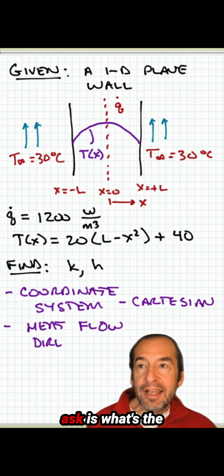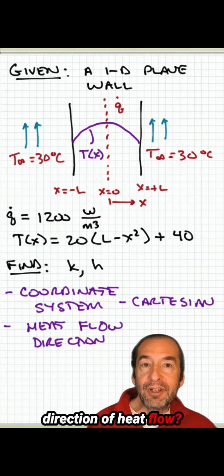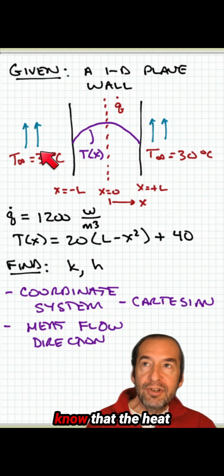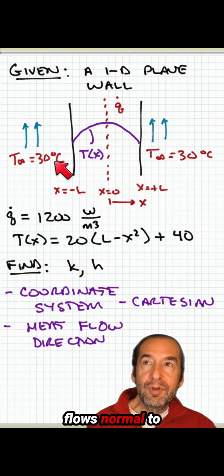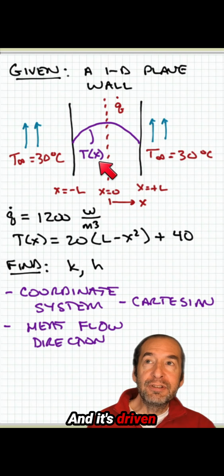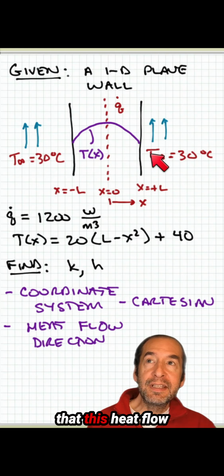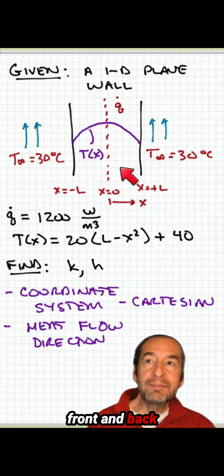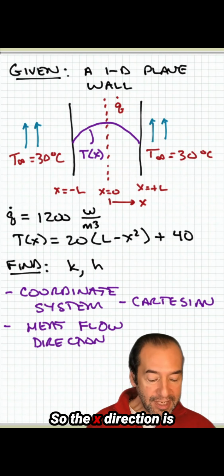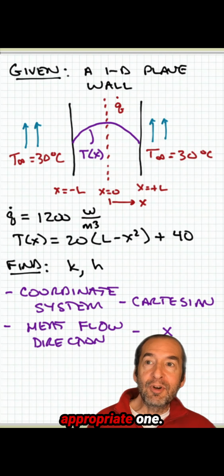The other thing to ask is, what's the direction of heat flow? So pause the video, think about your answer. Right, again, we know that the heat flows normal to these surfaces, and it's driven by temperature gradients in the direction of heat flow. We can imagine that this heat flow is occurring from the center to the front and back sides of this panel. So the x direction is probably the most appropriate one.